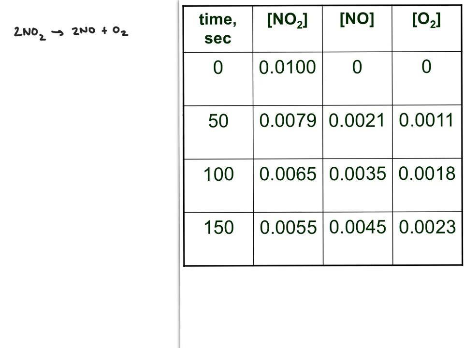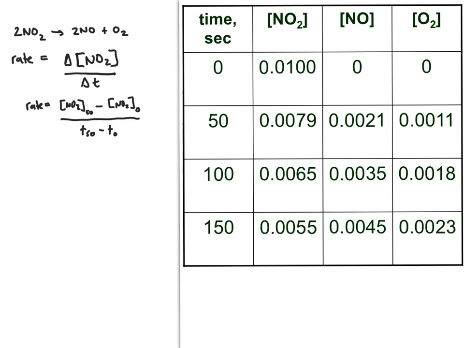So the average rate of NO2 is going to be written as the change in NO2 divided by the change in time. Okay, so we're going to look at this between time equals 0 and time equals 50 seconds. When we look at that, we're basically going to be taking the concentration at time equals 50 minus the concentration at time equals 0, and dividing it by our time 50 minus our time 0.